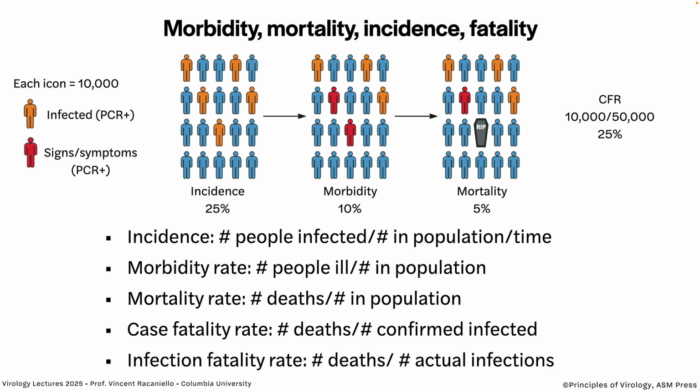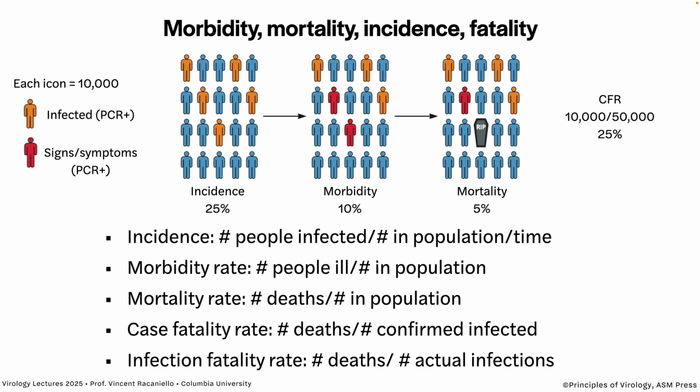Each icon is 10,000 people. The red or the orange are PCR positive, so they're infected. And then the red are people with signs and symptoms. They're also PCR positive. And so the incidence, as you can see, is the number of people infected divided by the number in the population at a particular time.